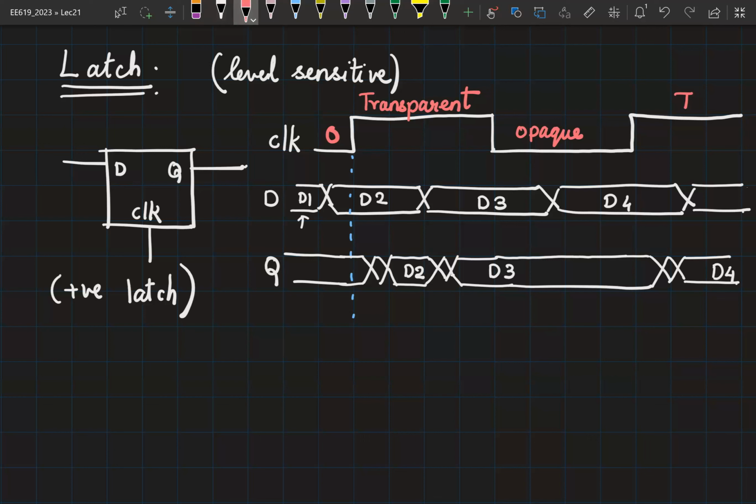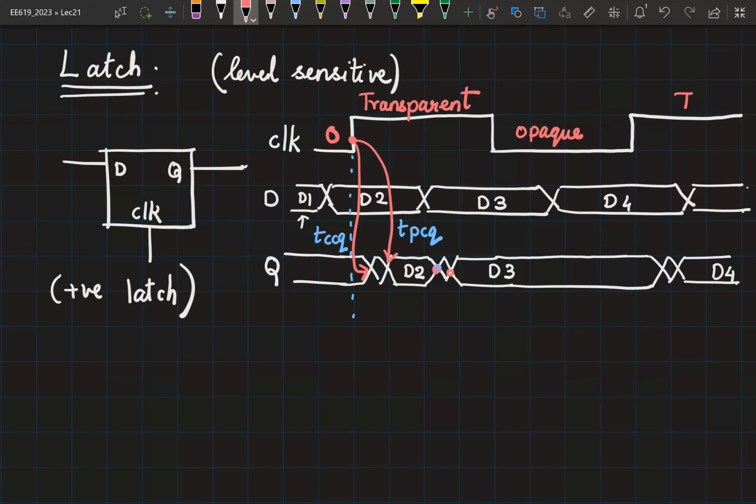Now let's mark out the transitions. So these two transitions are caused by the clock edge. What are the associated delays? So this has to be TCCQ. This is TPCQ. The delay is between clock and the Q, and you have a contamination delay and the propagation delay.